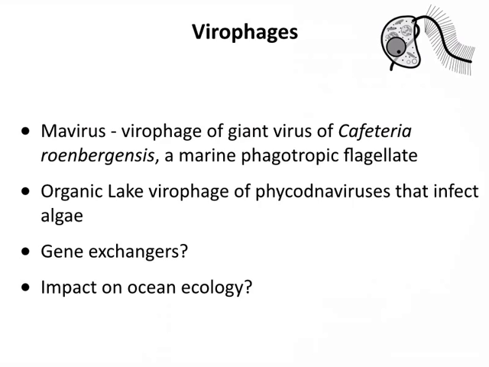So we think these virophages may help maintain stable communities of various eukaryotes. We think they help exchange genes. We can find their sequences scattered among all different sorts of hosts. And so we think they have a major impact on ocean ecology. So this is a really growing area of research where we're going to find out in the next 10 years or so what exactly these organisms are doing.